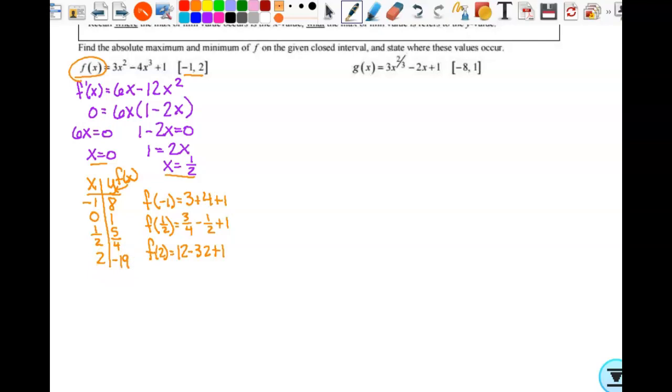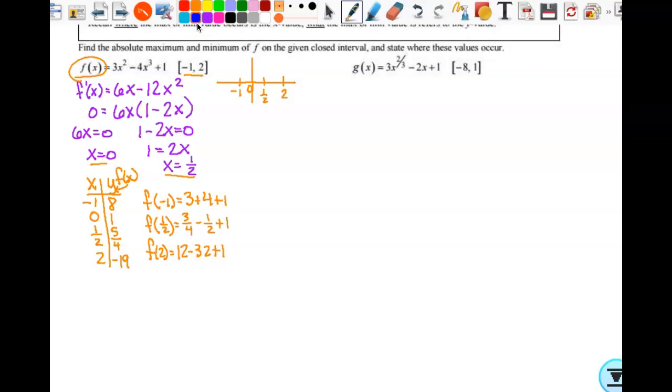Okay, so let's think about what we have. We have 4 points that we know are on this closed interval. If we wanted to graph these, I have a point at -1, one at 0, one at 1/2, and one at 2. This is not going to be very to scale at all.